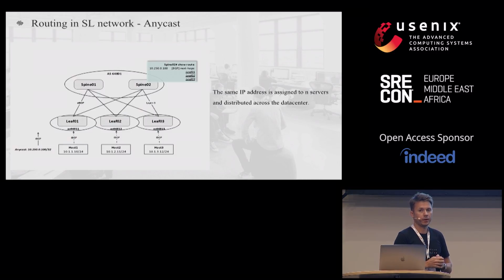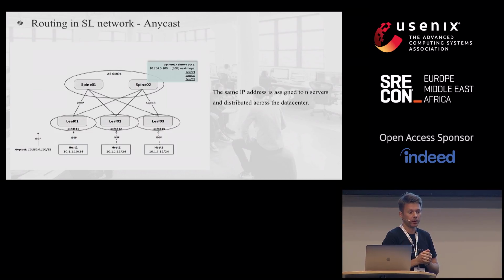Doing layer 3 in the network does not give us the ability to move IPs from one rack to another one, because layer 2 is contained in the leaf. However, we can do BGP between the server and the network and use Anycast for load sharing, load balancing. This is where one IP address is advertised out of many servers, and the network is just load balancing requests across those servers.